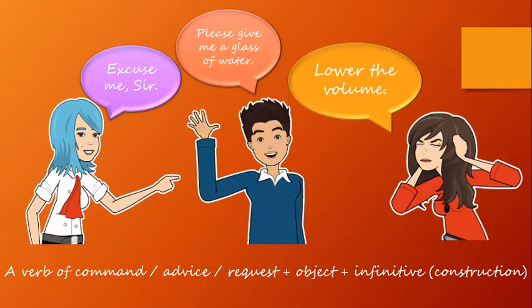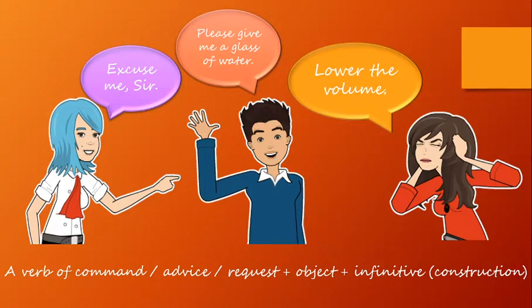then place the object, the person to whom they are speaking, assumed or given, and then the infinitive construction: to lower, to give, to excuse. So, "Excuse me, sir." She begged me, begged, a verb of request. She begged me to excuse her. Me is the object, and to excuse is the infinitive construction. He requested, a verb of request. He requested, object me, to give, infinitive construction, him a glass of water. Similarly, lower the volume. They all work in the same pattern.